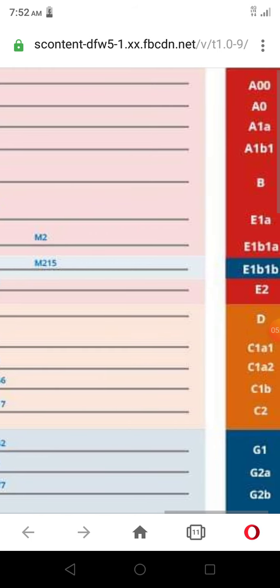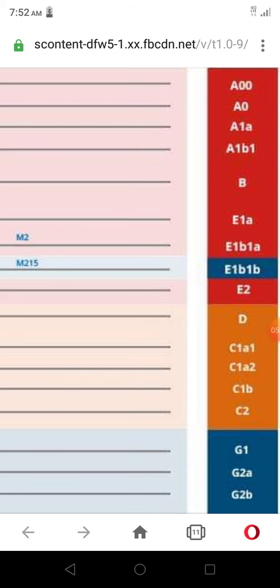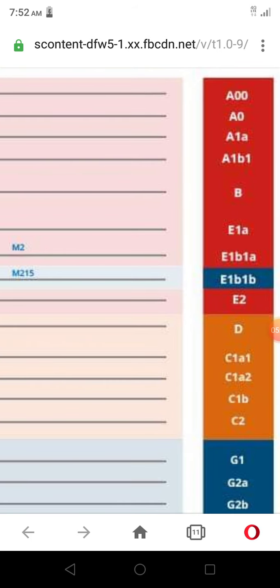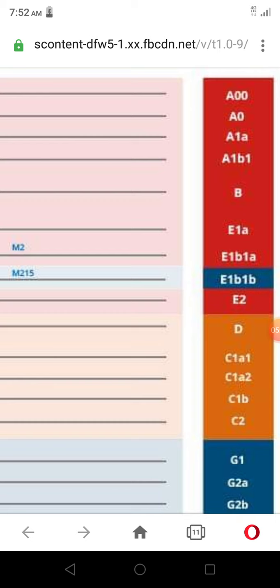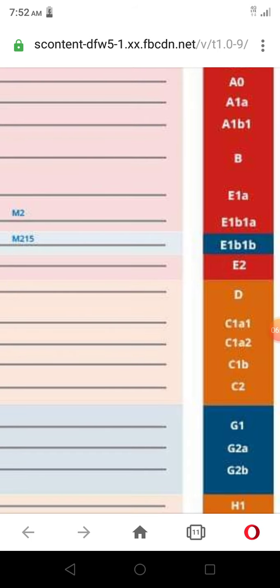So they really get into the business of relabeling or redesignating a haplogroup often. We're going to get into some of that. So real quick, we go back to the letters and the boxes. A00, A0, A1A, A1B1, and B. Those are your Hermetic groups of people.